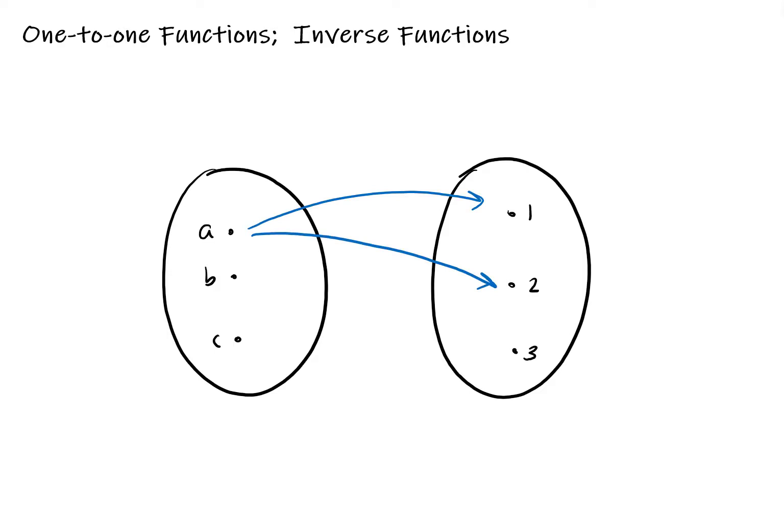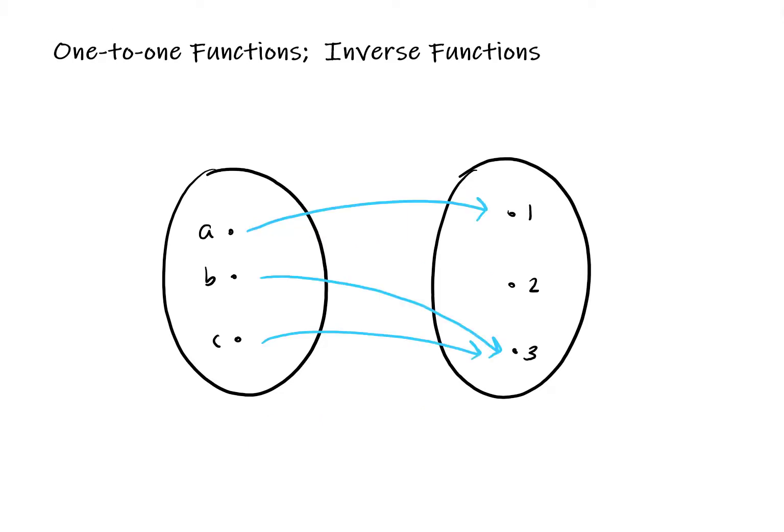For this first example, I have a relation defined between a and the elements 1 and 2. And this is not a function because my input a is going to two different outputs, 1 and 2. Because my input has more than one output, this is not a function.